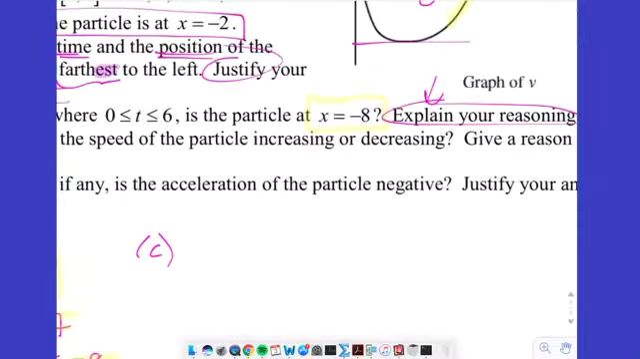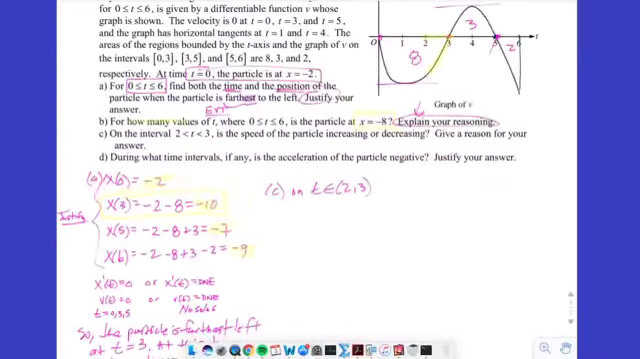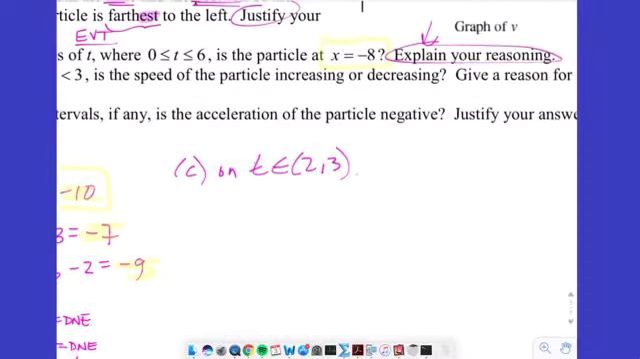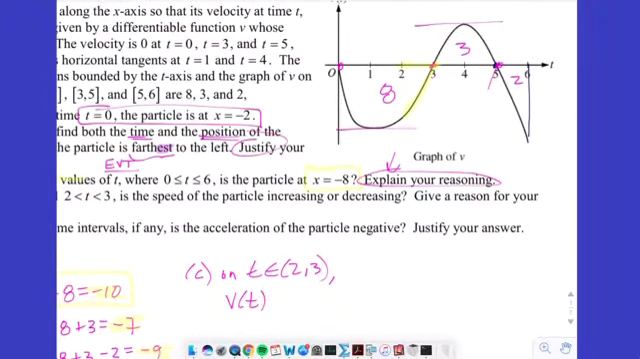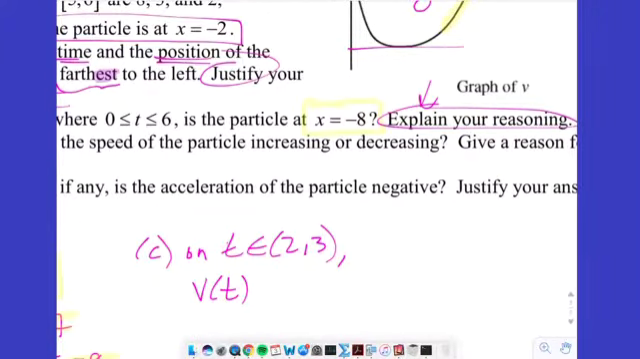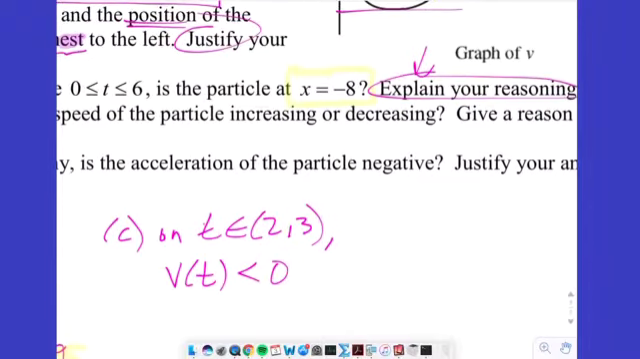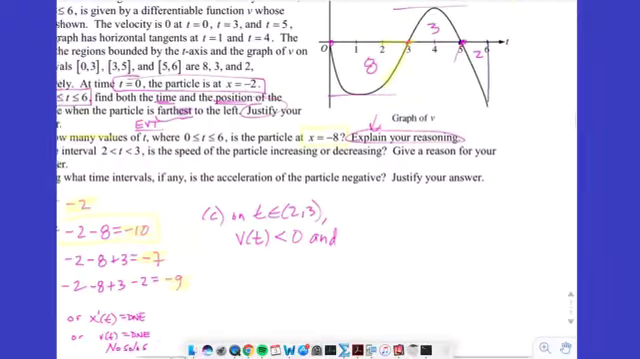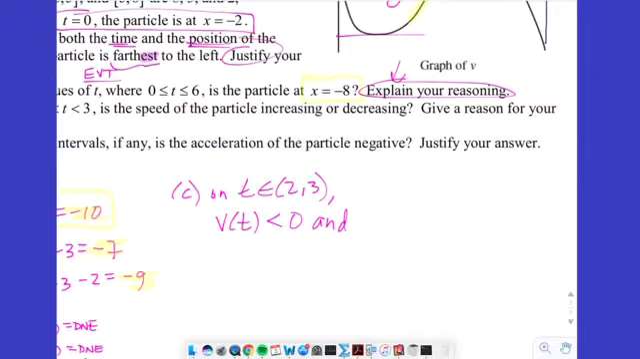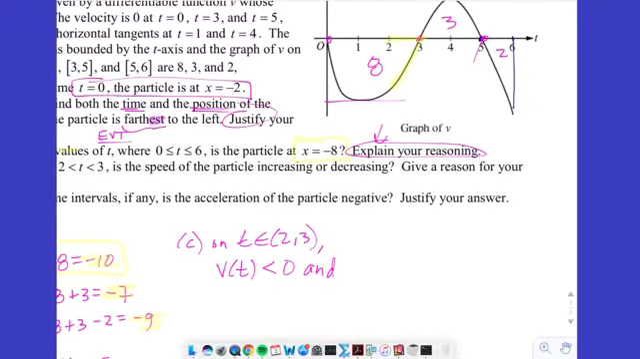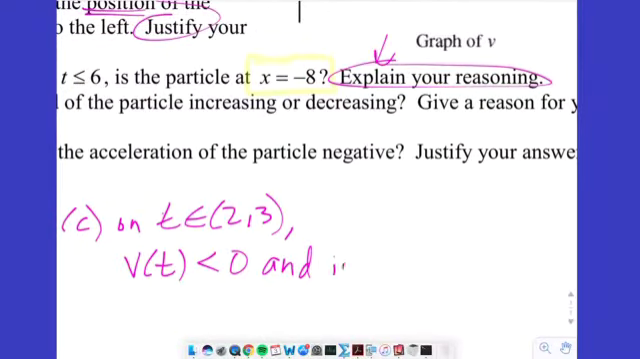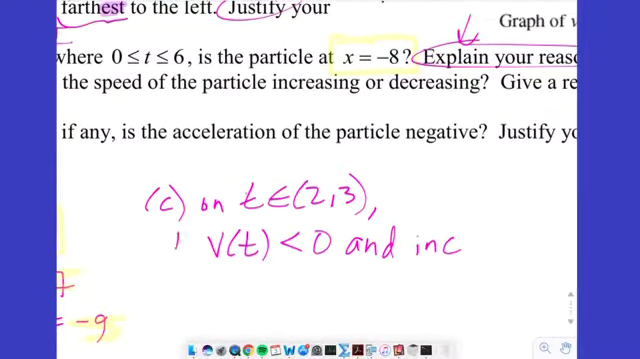So let's go ahead and see. On the interval from, you can list it like this, 2 to 3, or you could do it with the compound inequality like they gave you. We'll say v of t is what? The graph of v of t is what? Positive or negative? Negative. And is it increasing or decreasing? Well, is this graph increasing or decreasing? Increasing. So you could say v of t is less than 0 and increasing. That's one way to do it.